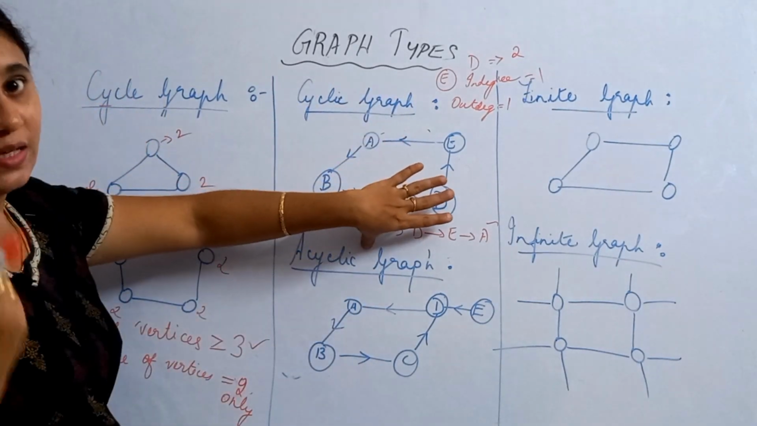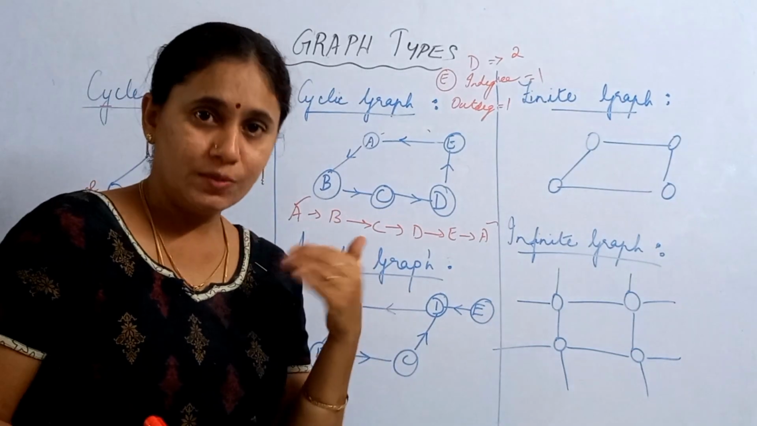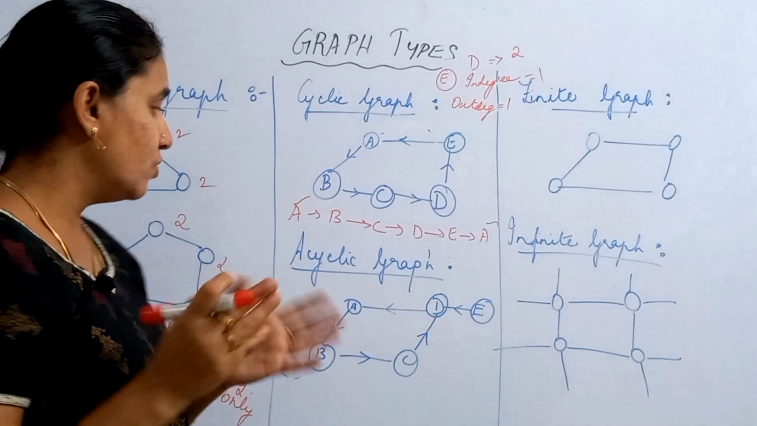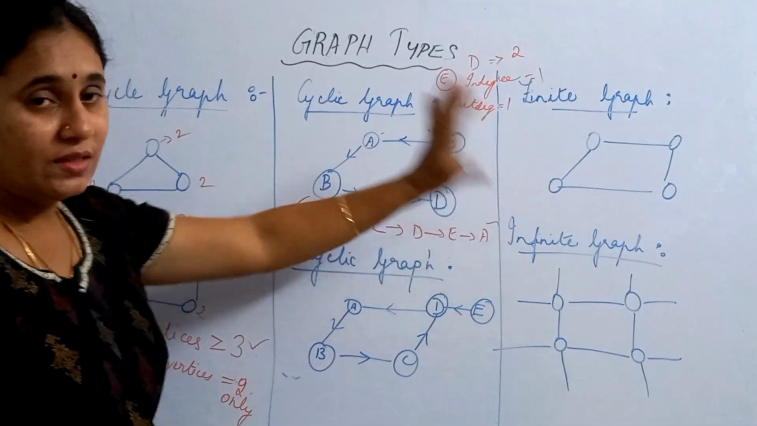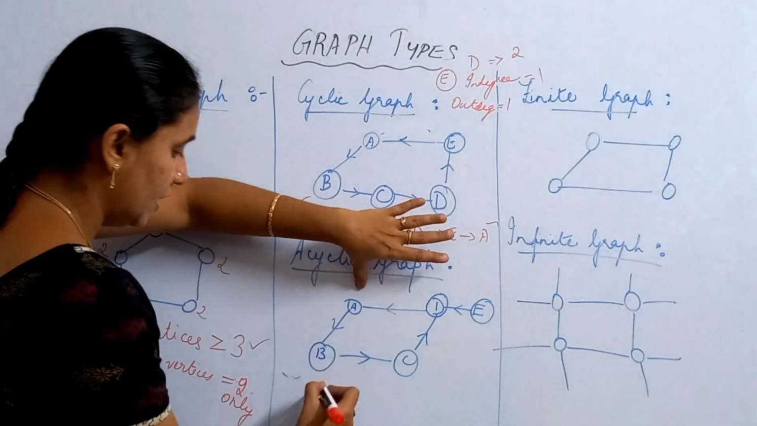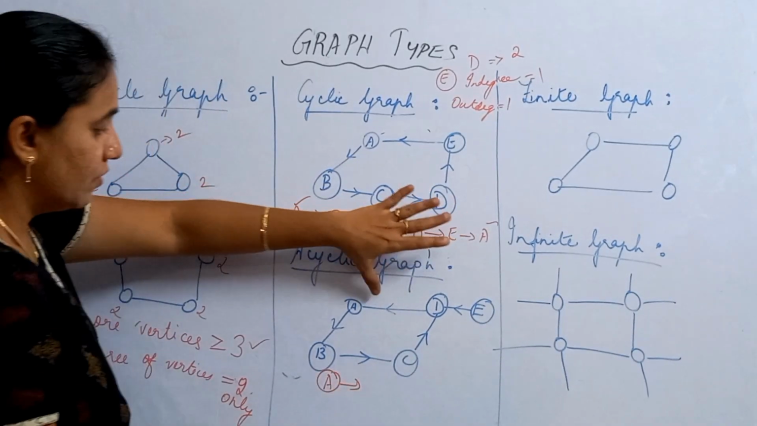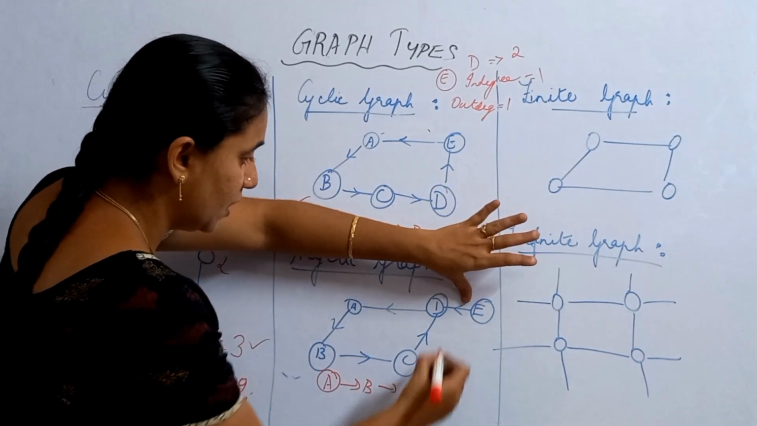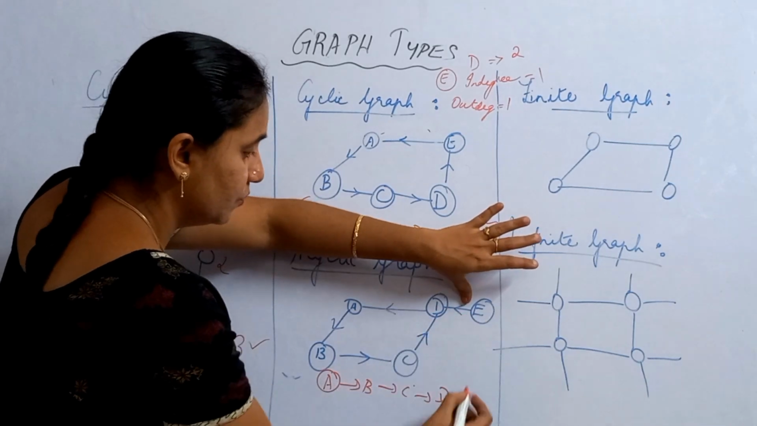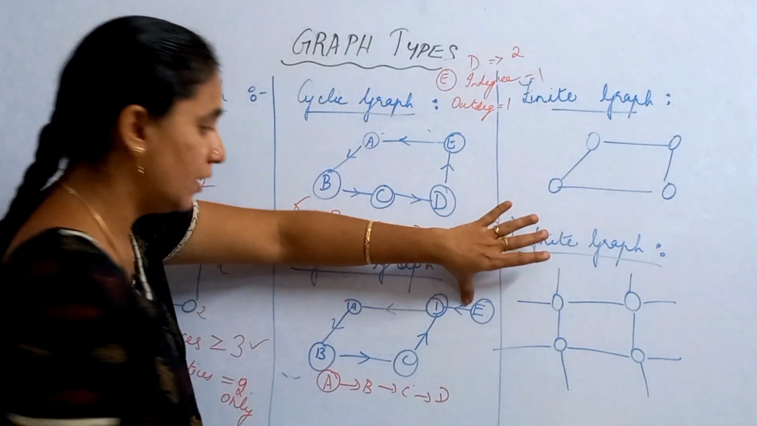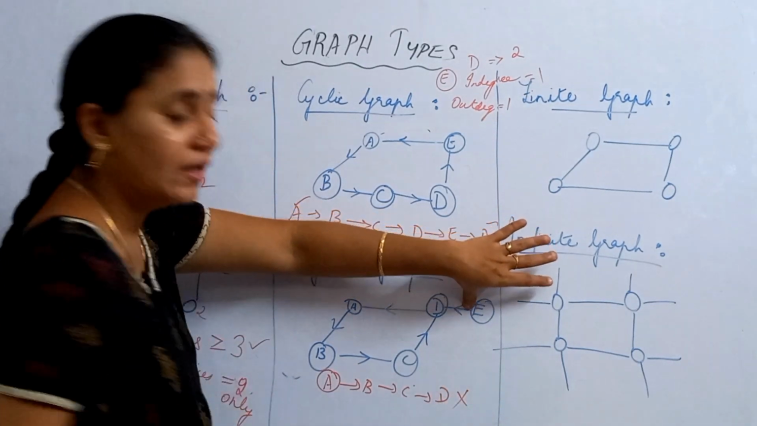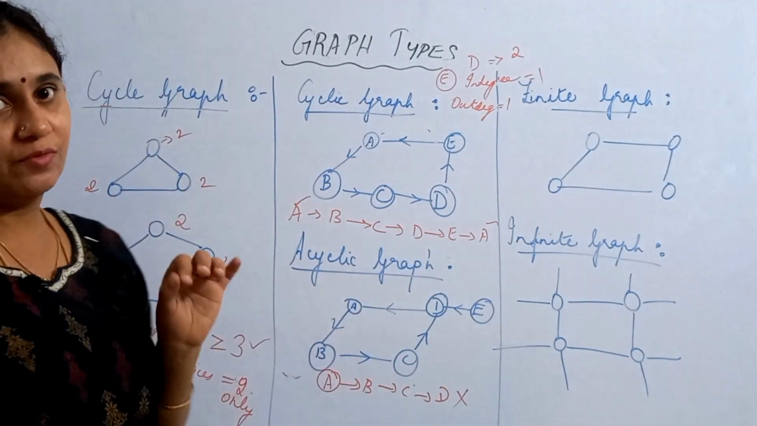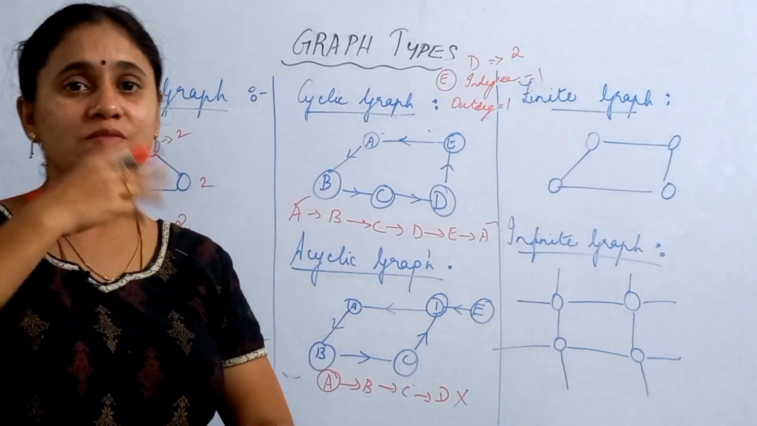Now take the acyclic graph, it is just the opposite. If you start from any one of the vertices, you cannot reach the same vertex. In that case, it is called your acyclic graph. So now if you see, we can start from here A. This is my starting point. From A to B, then B to C, C to D, and we cannot go here. So I cannot visit E. So the path is cut. So this is called an acyclic graph. We cannot reach the same place where I started.